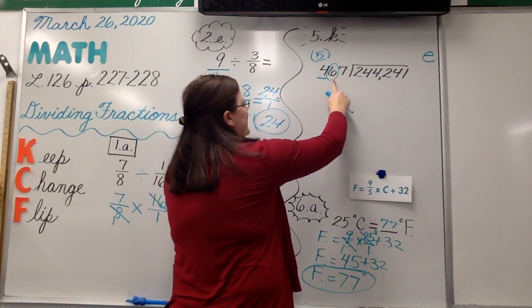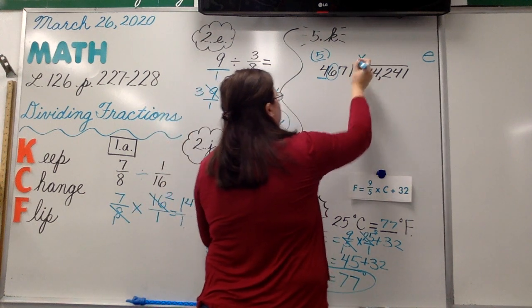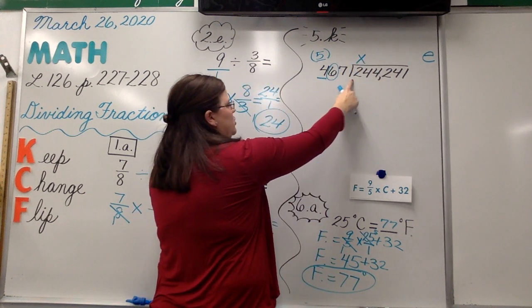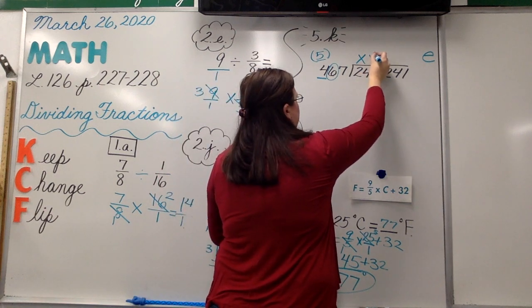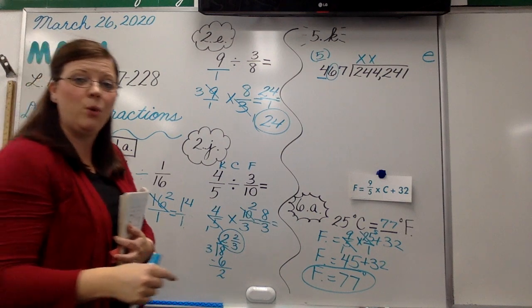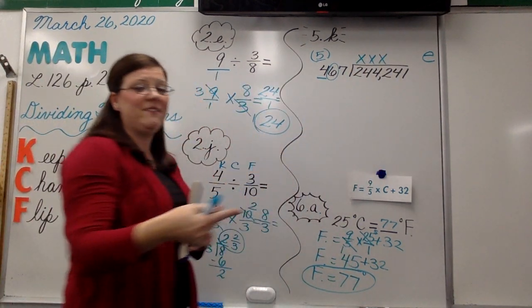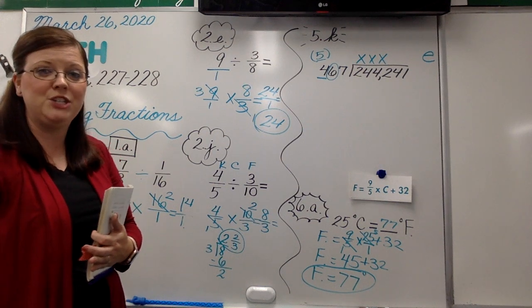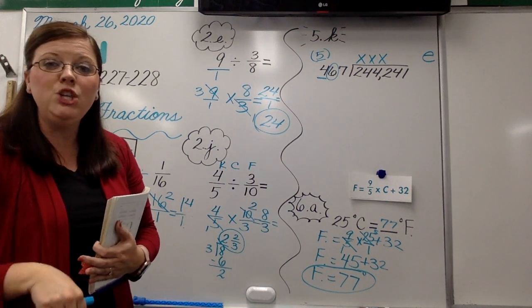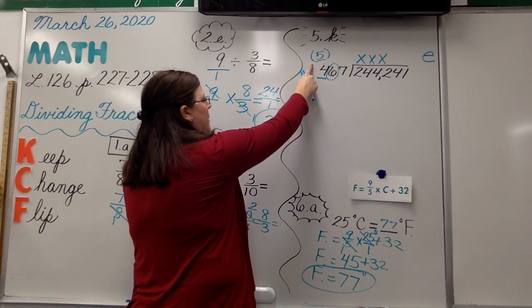Can 467 fit into 2? No, ma'am. Put an X on top. Can 467 go into 24? No, ma'am. Put an X on top. Can 467 go into 244? No, ma'am. Put an X on top. Can 467 go into 2,442? Yes! When you get to the yes, go back up to your estimated number.